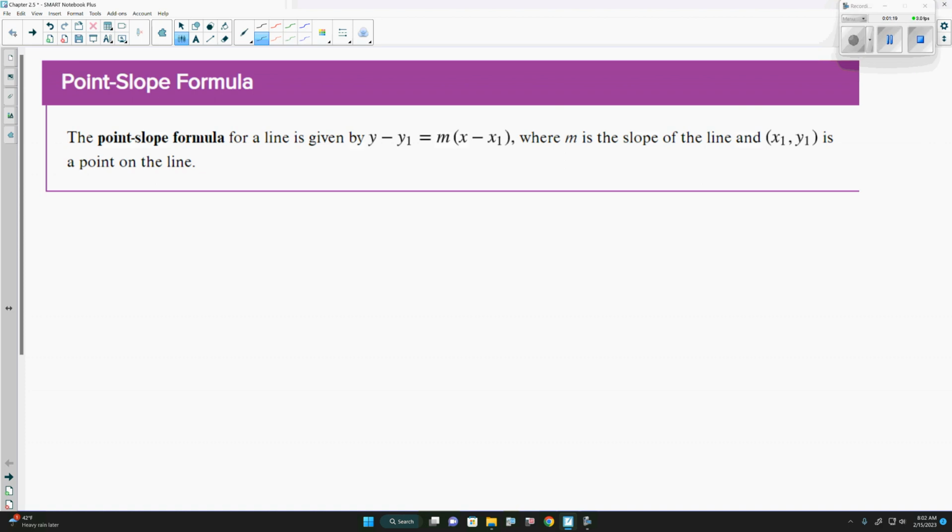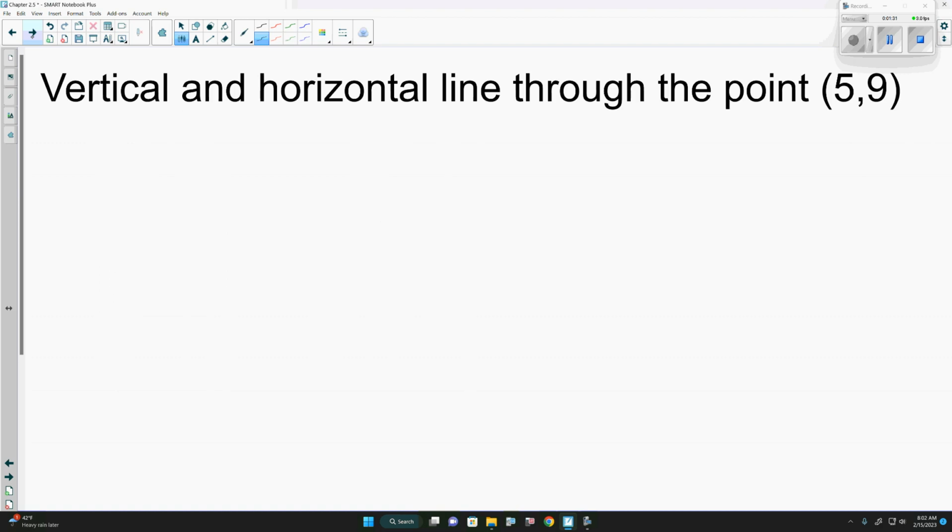Now, we did talk about this yesterday, this version of the equation, and it's very helpful if we're given a point and the slope. We plug it in and solve for y. Now, before we dive too deeply into that, there's one thing I do want to talk about, and it's finding the equation of a vertical or horizontal line given a point.